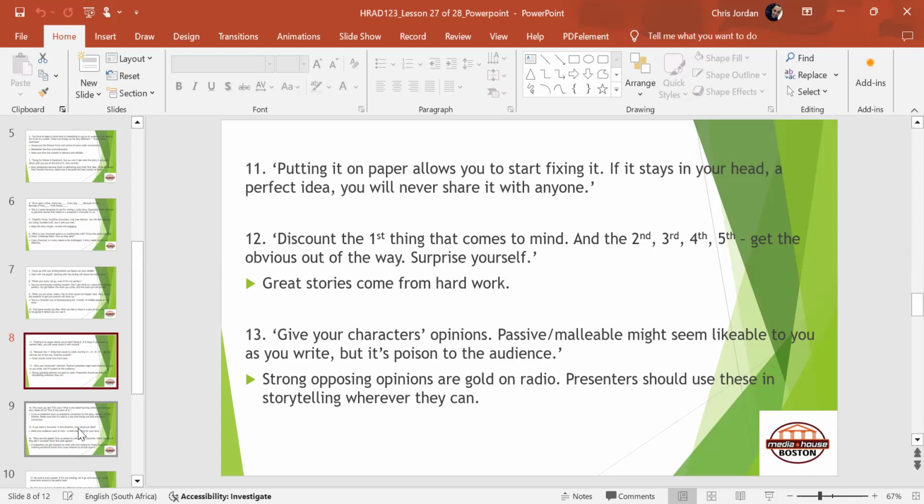Give your characters opinions. Passive, malleable might seem likable to you as you write, but it really is actually quite boring to people. What is a passive person? You know what a malleable person is, someone that I can chew without even tasting any kind of sweetness, delicious spiciness, whatever it is.